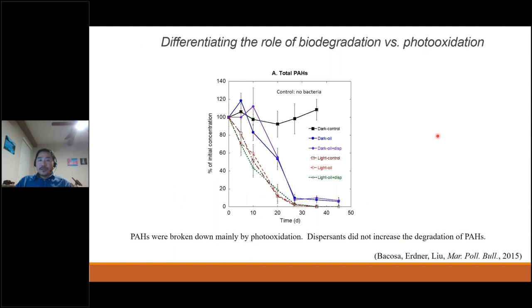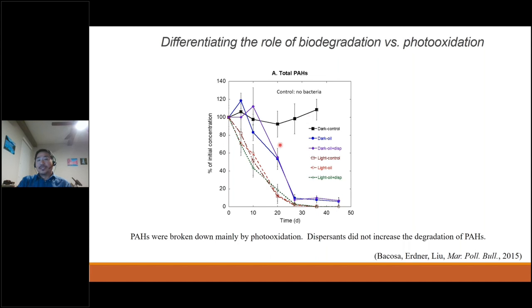Let me show you some quick, simple data, right? This is the time, how long the experiment lasts, about a month. Here we normalize to the initial oil concentration, using the total concentration of PAHs. Time zero is 100%, right? With time they are degraded, so they go down. This black curve, the black square, is the control. This is no light, no bacteria.